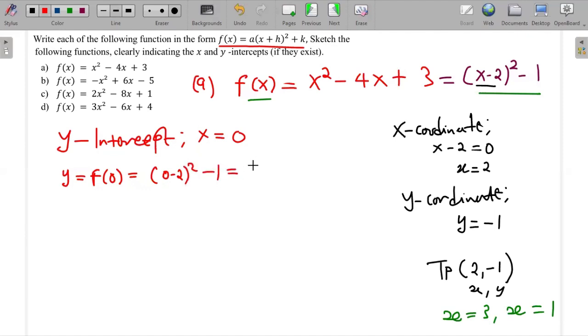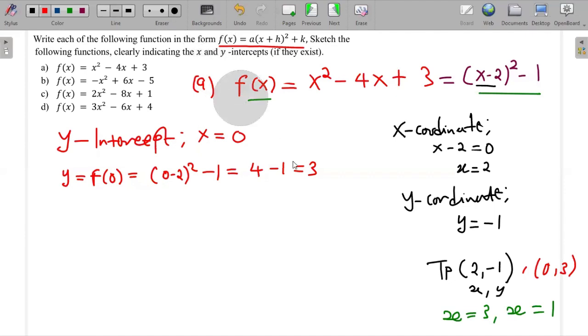And this will just give me what? Inside I'll just have a minus 2, and then I square it, I'm going to get 4, minus 1, I'm just going to get what? 3. So meaning that my y-intercept is at the point 0, 3, like that. Okay, so to find the y-intercept, you set your x to be 0. To find your x-intercept, you set your y to be 0, just like that.